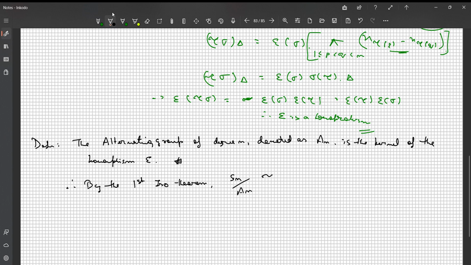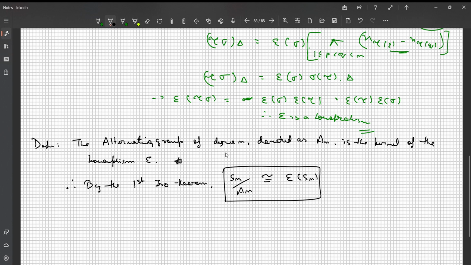Then, therefore, by the first isomorphism theorem, Sn mod An is isomorphic to the image of Sn under epsilon, right? But the way epsilon was designed, the range of epsilon was plus minus 1, and that was the exact codomain of the set, right? So epsilon is indeed a surjective mapping.